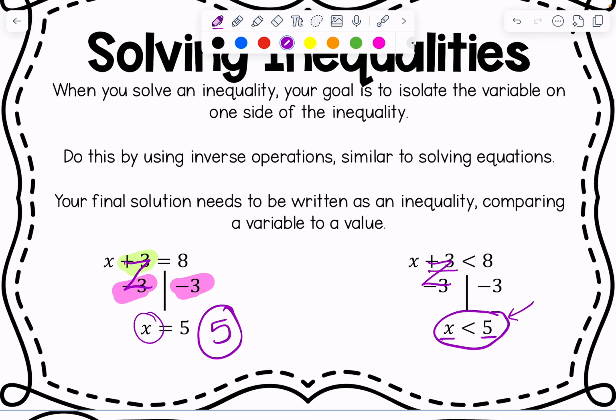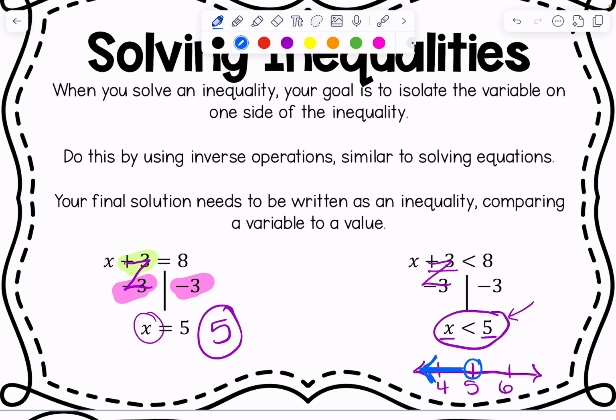If I was going to graph this, we usually just put 3 numbers on a number line: 4, 5, 6. Because I'm comparing my x to 5, I'm going to have an open circle at 5. It's open because x cannot equal 5. And then all my values less than 5. And so I should be able to plug in any of those numbers. So right now I'm saying, for example, that x could be 4.